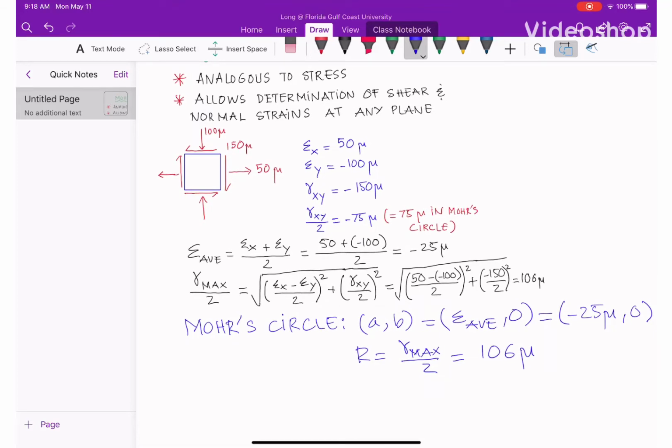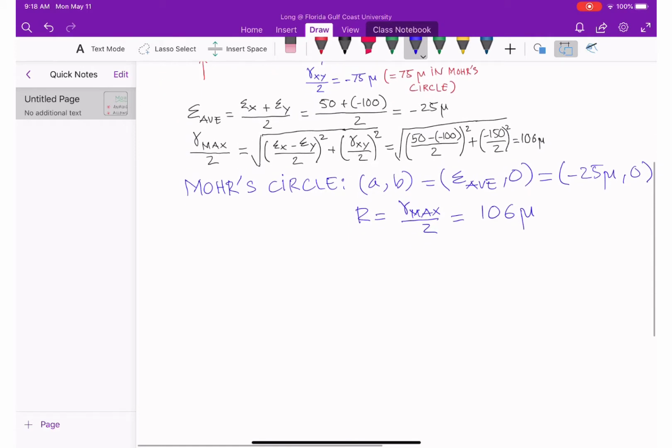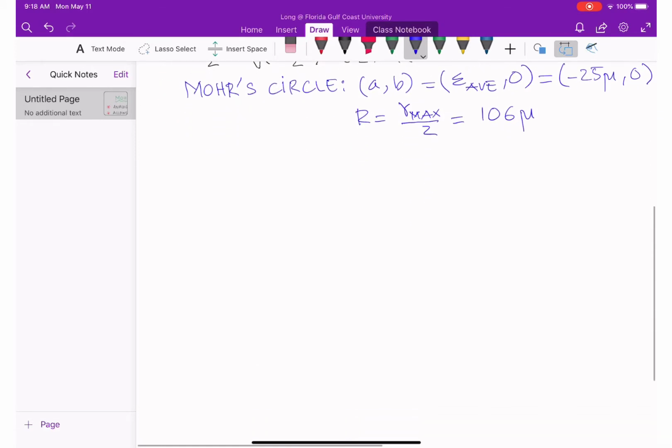As we have the information for the Mohr circle, which is the center, epsilon average 0, negative 25 micro, 0, and the radius equal to gamma max over 2 is 106 micro inch over inch or millimeter over millimeter. So from that we can go ahead to draw the Mohr circle for this example.